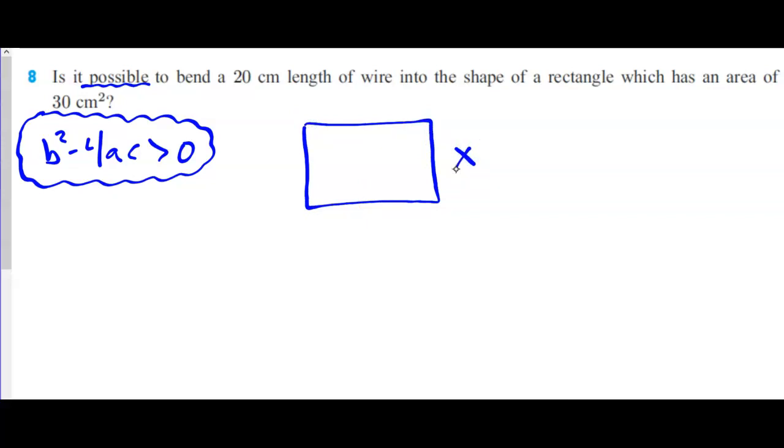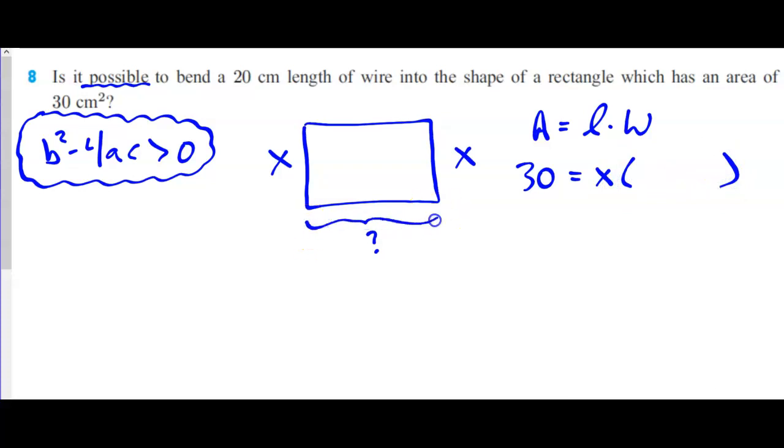My challenge to you is, if the whole thing is 20, what is that side? I'll give you a hint. This side is also x. Area is equal to length times width. 30 is equal to x times something. Find this in terms of x. You know the whole thing is 20. Go for it. You're going to get a quadratic, and you're going to set that quadratic equal to 0. If you solve the quadratic, you will actually find that length exactly that makes it happen.